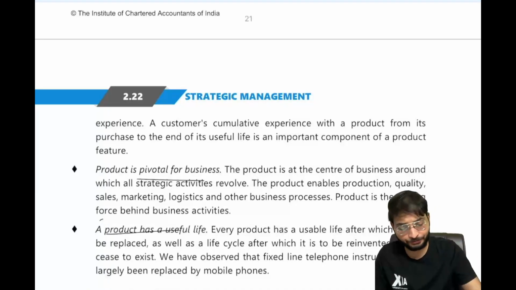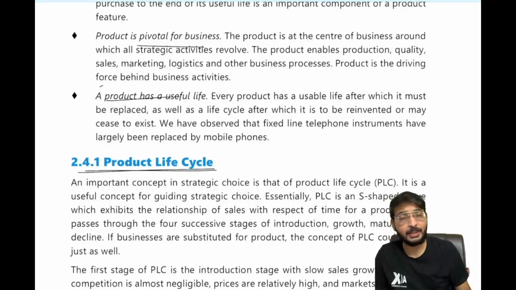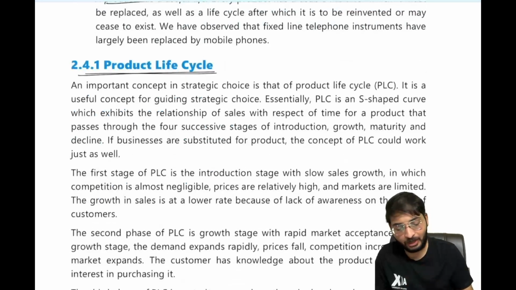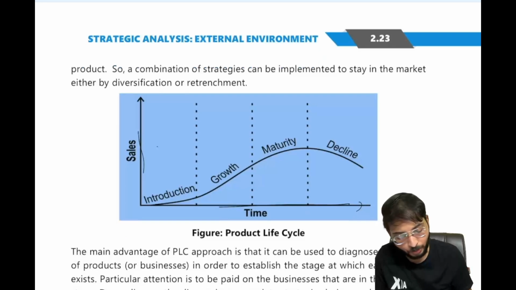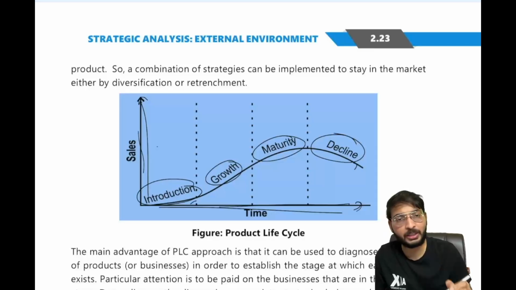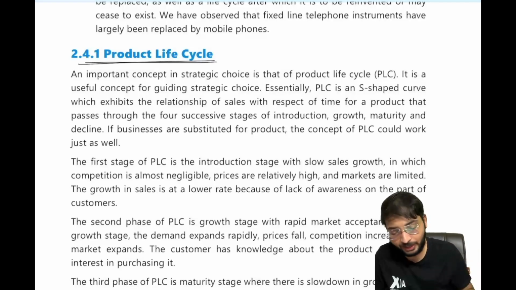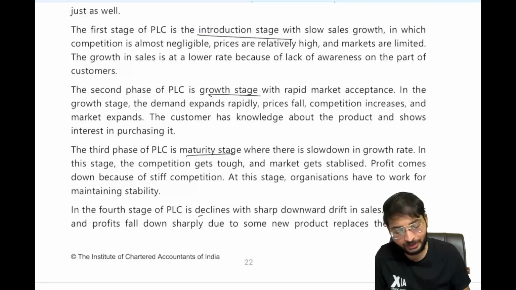The product's useful life is defined by something called the product life cycle. So every product has four phases in its life. One is called introduction. With the growth of time, the sales will be increasing. So introduction, growth, maturity, decline. If you see, this is an S shaped curve, so the product life cycle is also called an S shaped curve. So there are four important phases of a product life cycle. One is introduction, second growth, third is maturity, fourth one is decline.